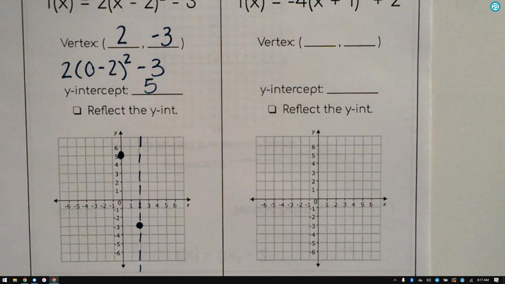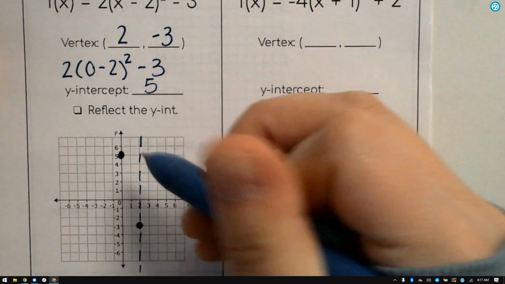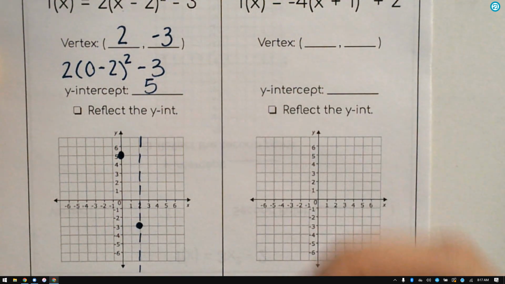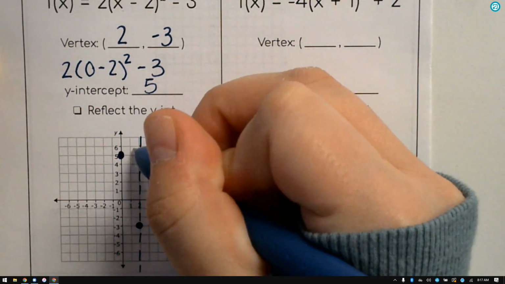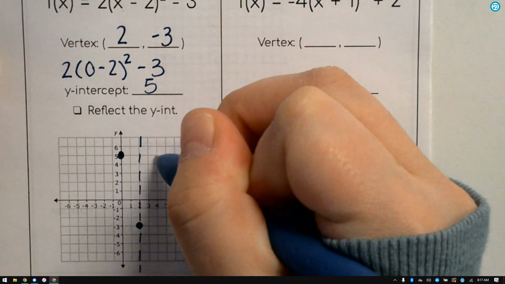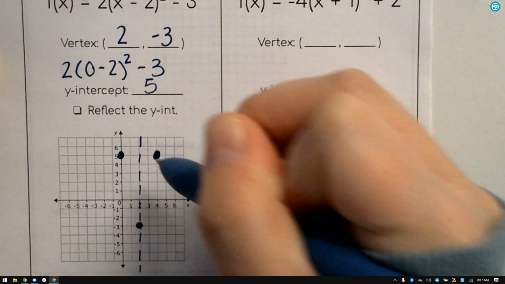Okay, and then our very last step is to reflect the y-intercept to the other side of the axis of symmetry. We did this back in 6.4. You have to reflect it across the axis of symmetry, so that's the dashed line that we drew. So we were 2 points to the left. We're going to go 2 points to the right. Put a dot there.